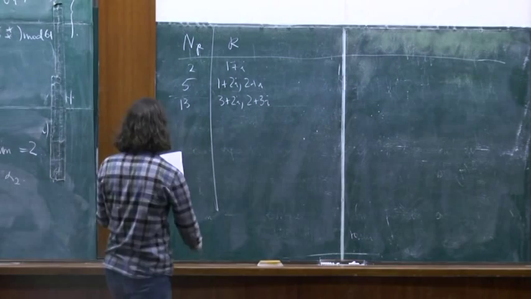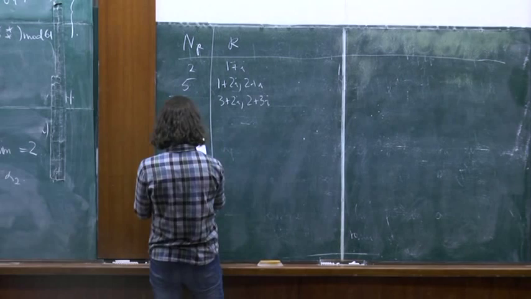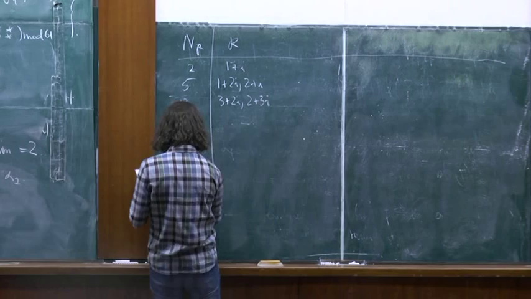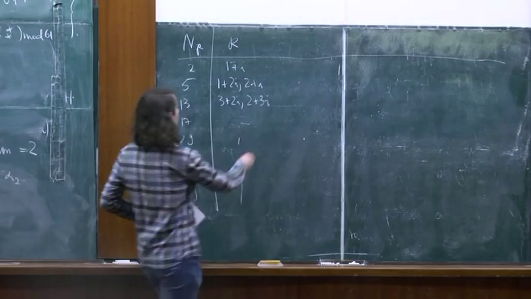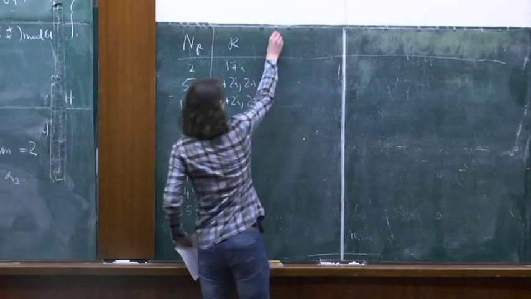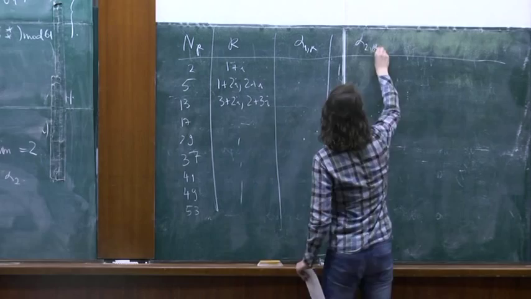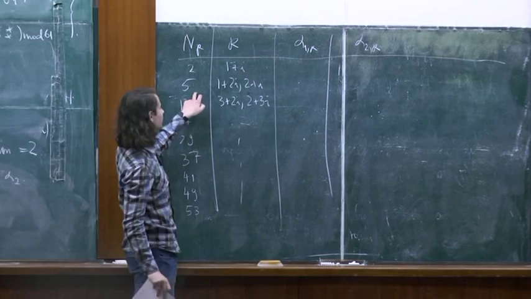And I will actually only write down the norms to save some time. 41, 49, and 53. Okay. So then you have alpha 1 at P and alpha 2 at P. And it's not a priori clear that the outcome will be the same for any primes which have the same norm, but in this case, it turns out to be true.